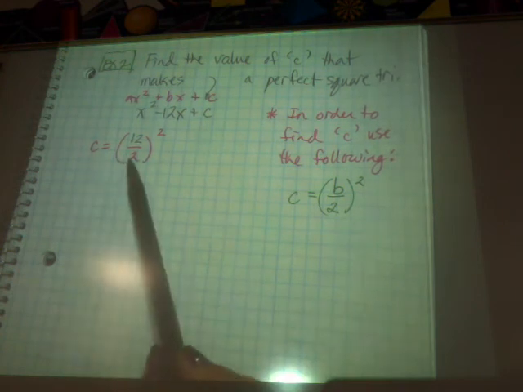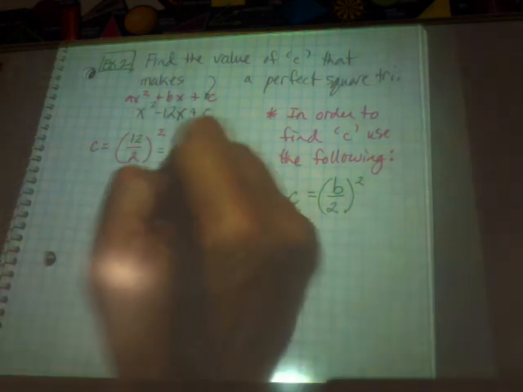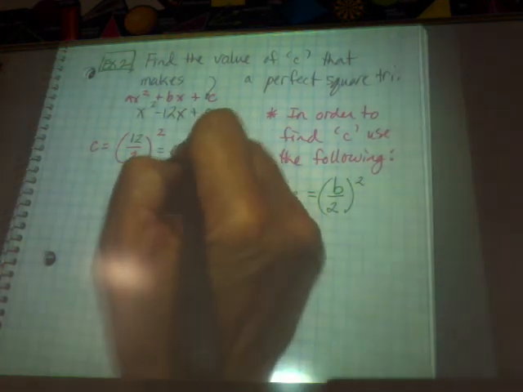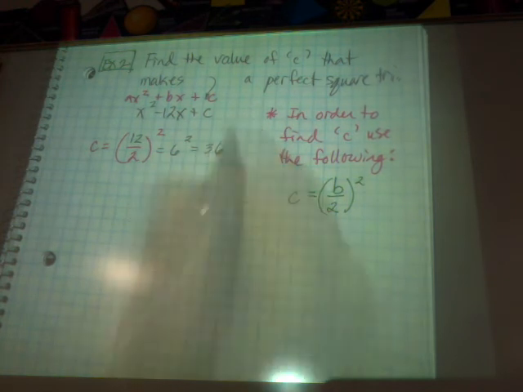So what's 12 divided by 2? 6. 6 squared is 36.